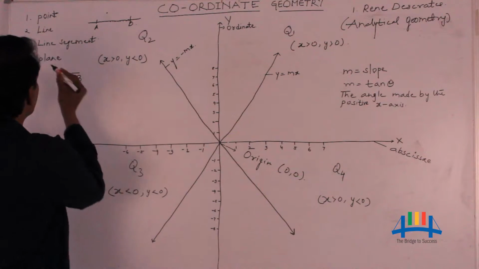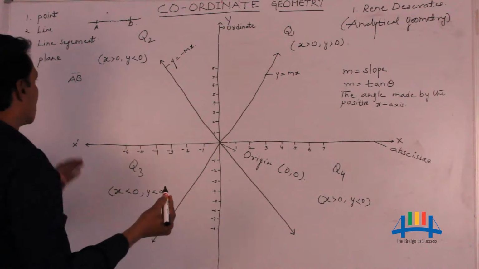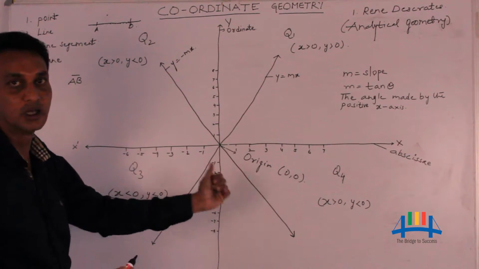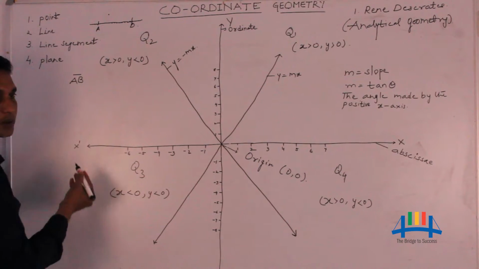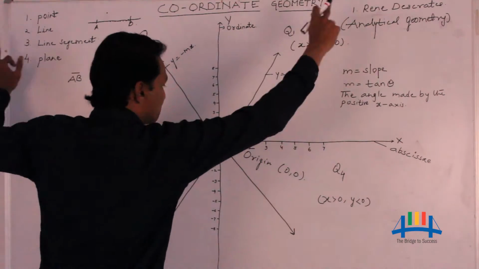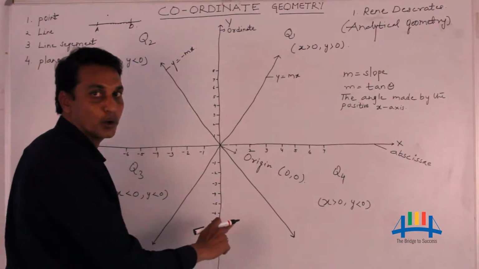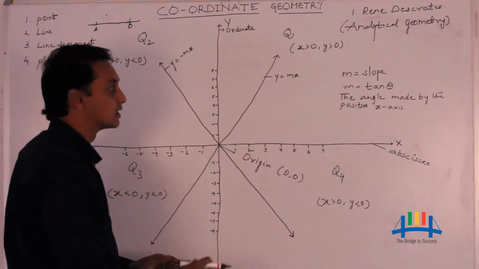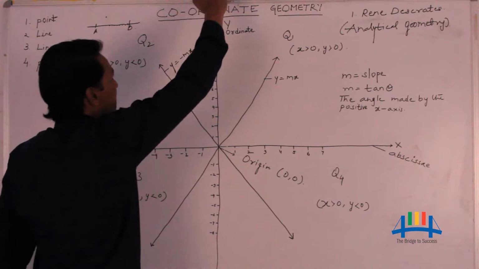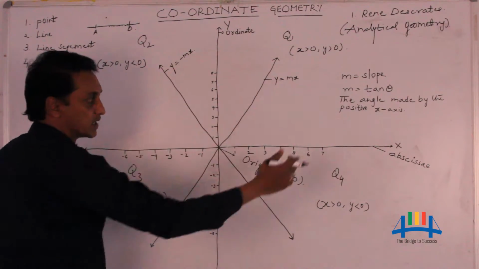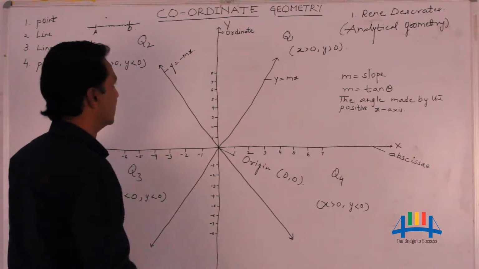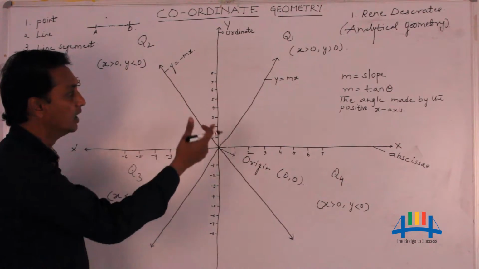Next, see what a plane is. We are going to see the relation between the plane and analytical geometry now. First we should know what a plane is. A plane is a flat surface. Suppose you think of this board as a plane. A plane is a flat surface extending indefinitely in all directions. That means it may extend in the upper direction, down direction, right direction and left direction.